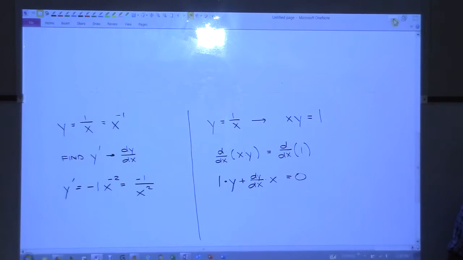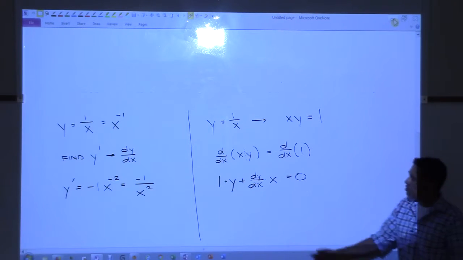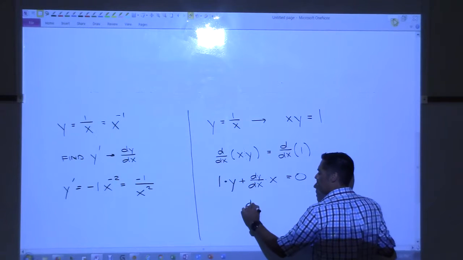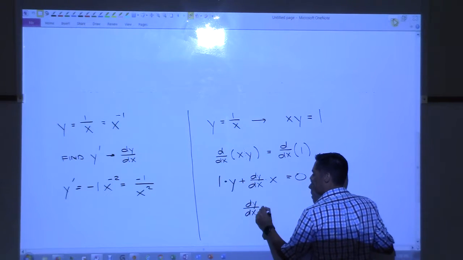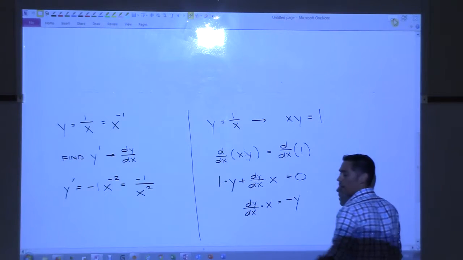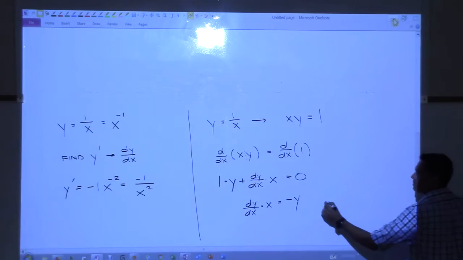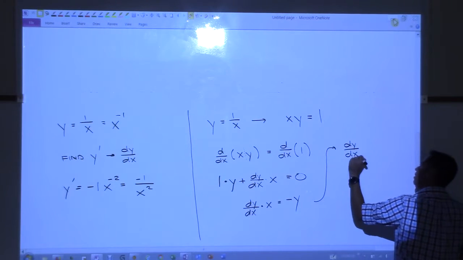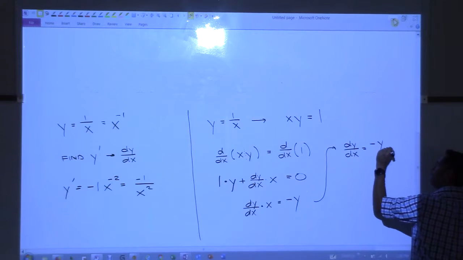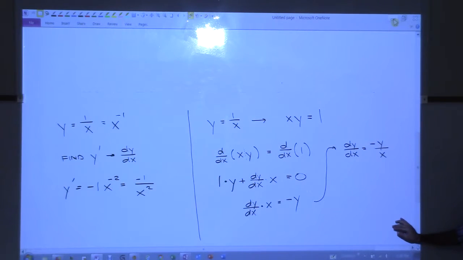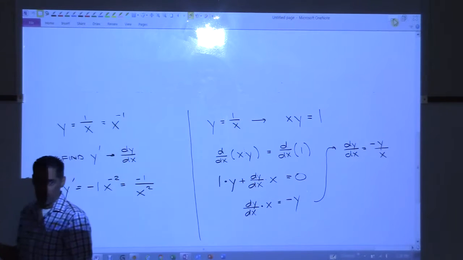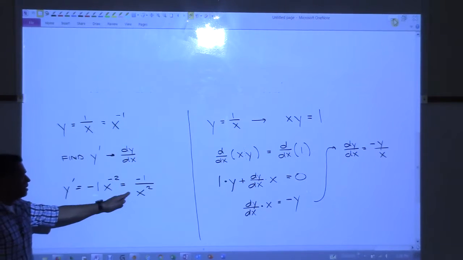Okay, let's solve for dy dx now. If I try to isolate dy dx, I'm going to move this guy over. So I get dy dx times x equals -y, right? And now let's divide both sides by x, and you get -y over x, right? So here's the answer doing it with implicit differentiation. Here's the answer not using implicit differentiation. I said the answers should match. Do they match?